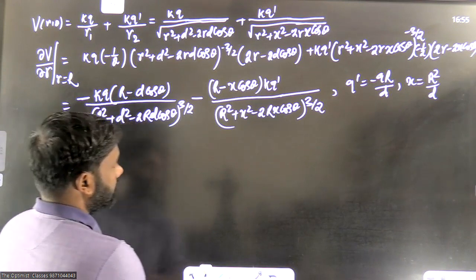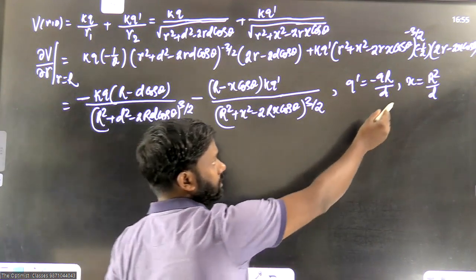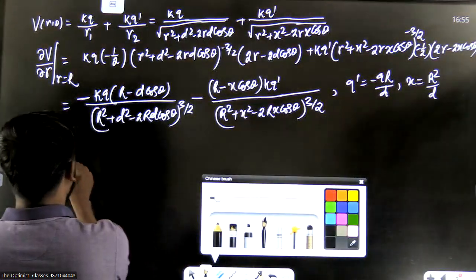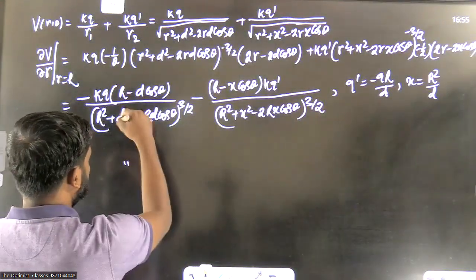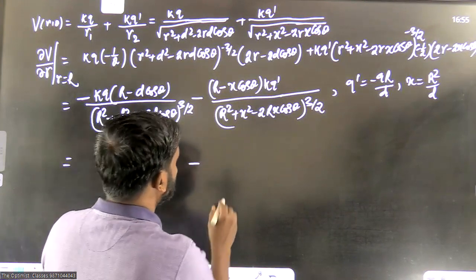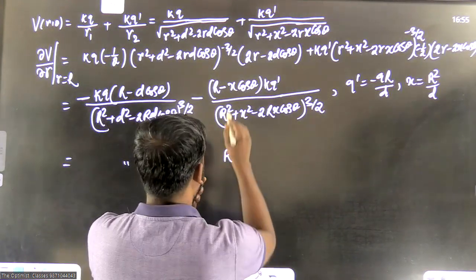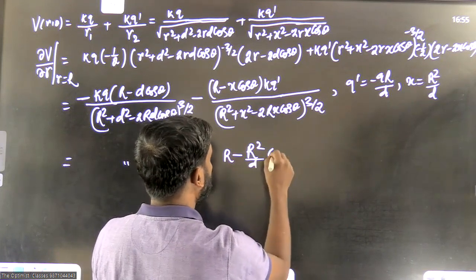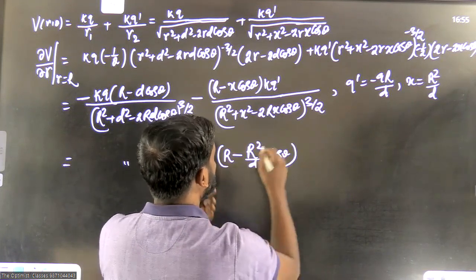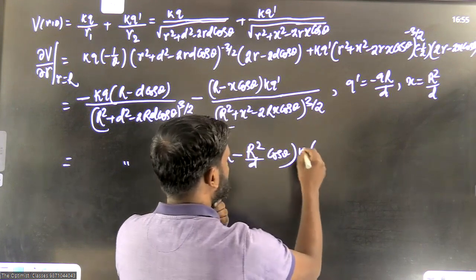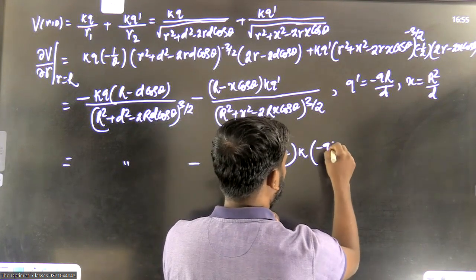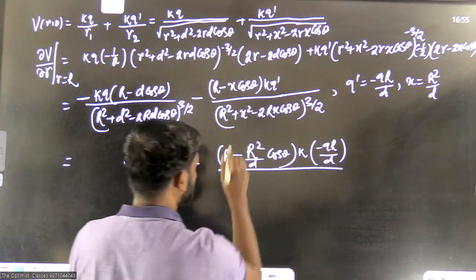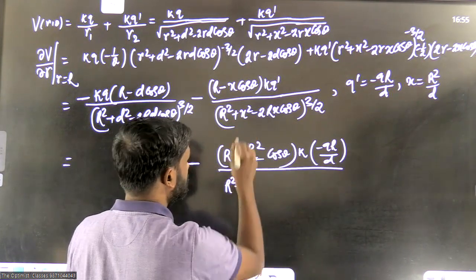Let's try to simplify it. So I'm going to put this here in place of x. If I put that here, this term will remain the same. And here you will get r minus, in place of x, I'm going to put r square by d and cos theta. And in place of q, you will put here minus q into r by d. And here we have r square plus x square.